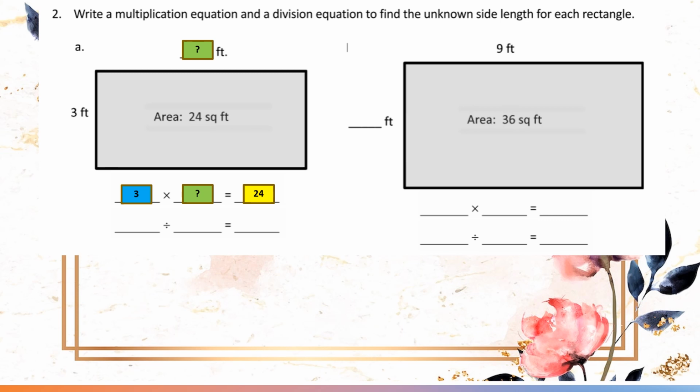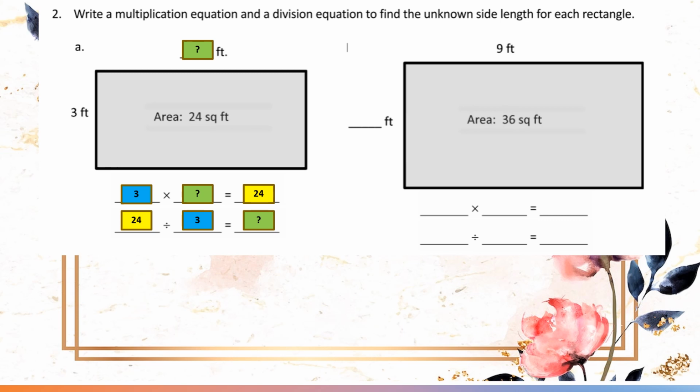Now we can also write that as a division equation with the numbers that we have, which we would write as 24, which is my area, divided by my length of 3 feet equals the number that I'm looking for. All right, well, 3 times what equals 24 will also give me the answer to 24 divided by 3.